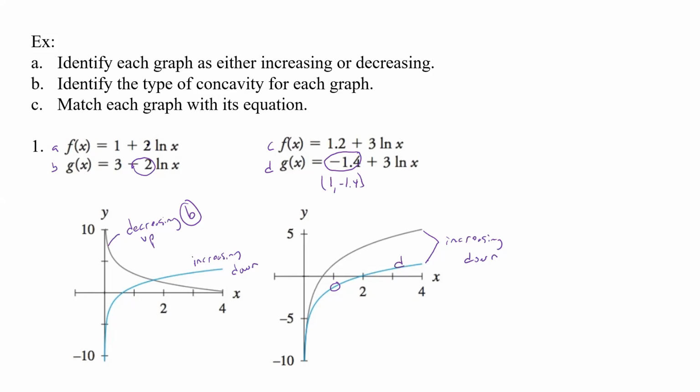Now, we know that this is increasing, concave down, and so what's left over in those two is going to be A, and this one has to be then C. So those key points help us get one of them, and then the other one we can find with elimination.